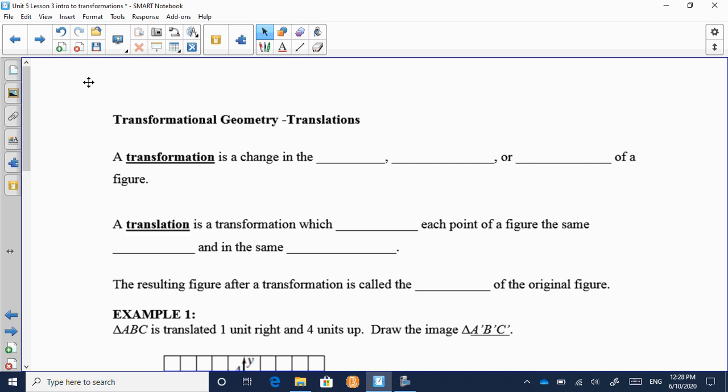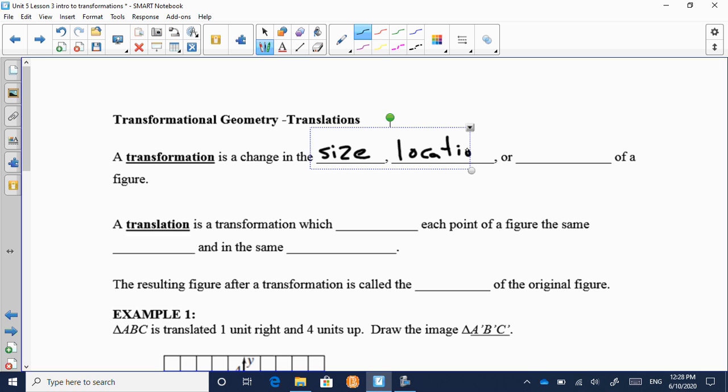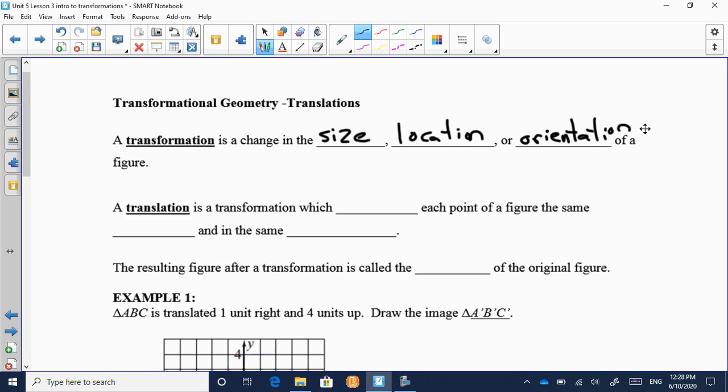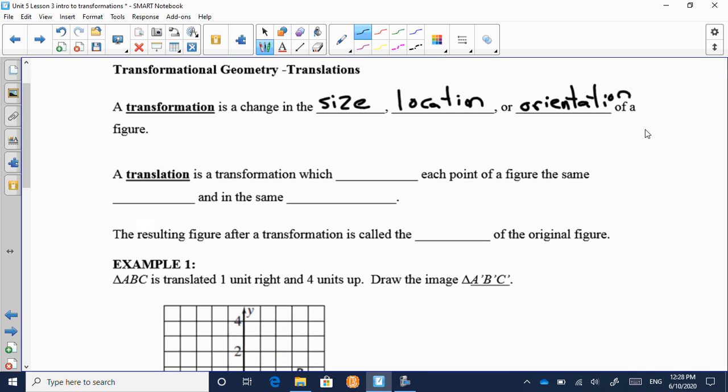And so a transformation is the change in the size, the location, or the orientation of a figure. Basically, it's a change in the way it appears. Okay. A translation, so this is the general term. This is general, and now we're going to get into some subcategories.